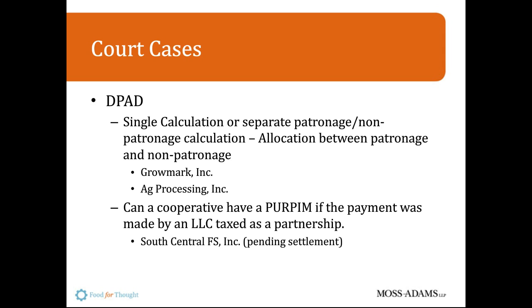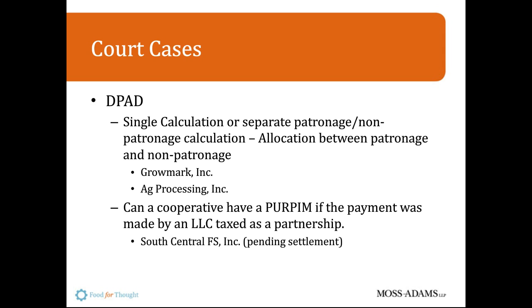If it's done as one calculation, all of the wages would get thrown in, all of the income would get thrown in, and then you would do one limiting calculation, i.e. is 50% of wages higher or is 9% of qualified income higher, versus the two-part calculation.